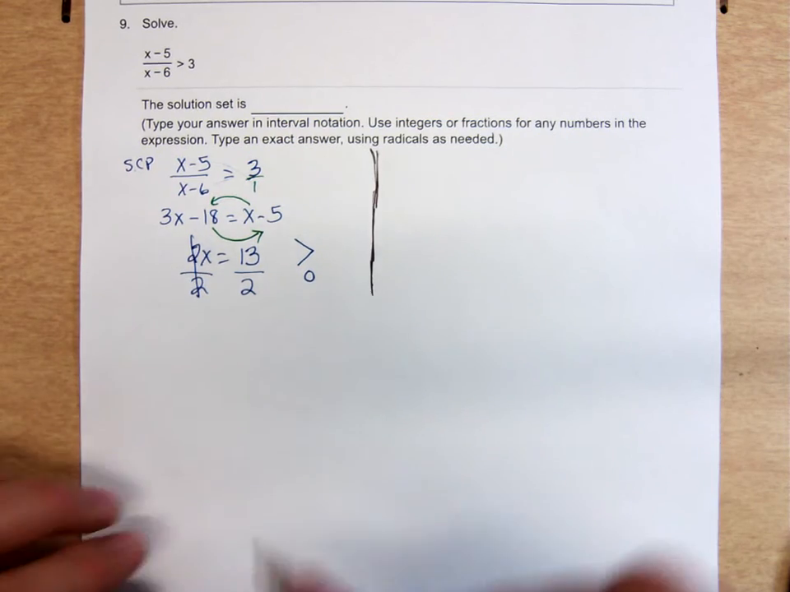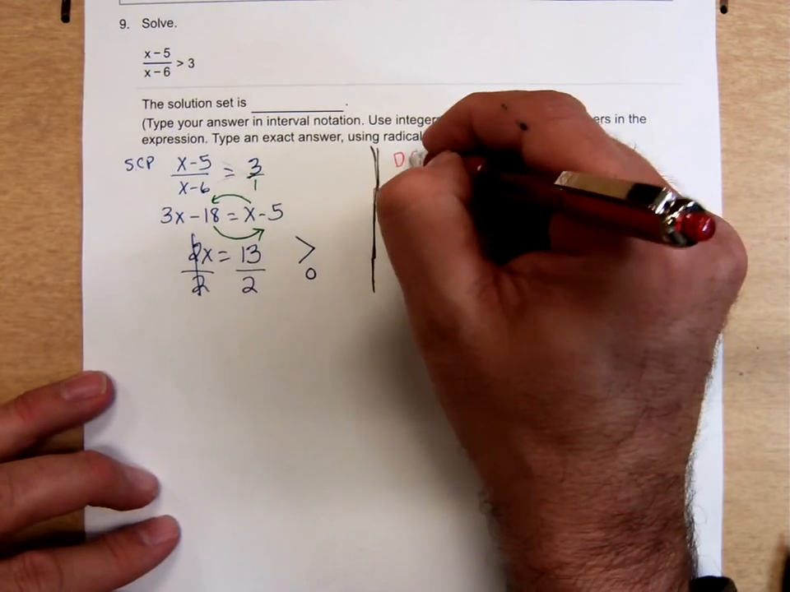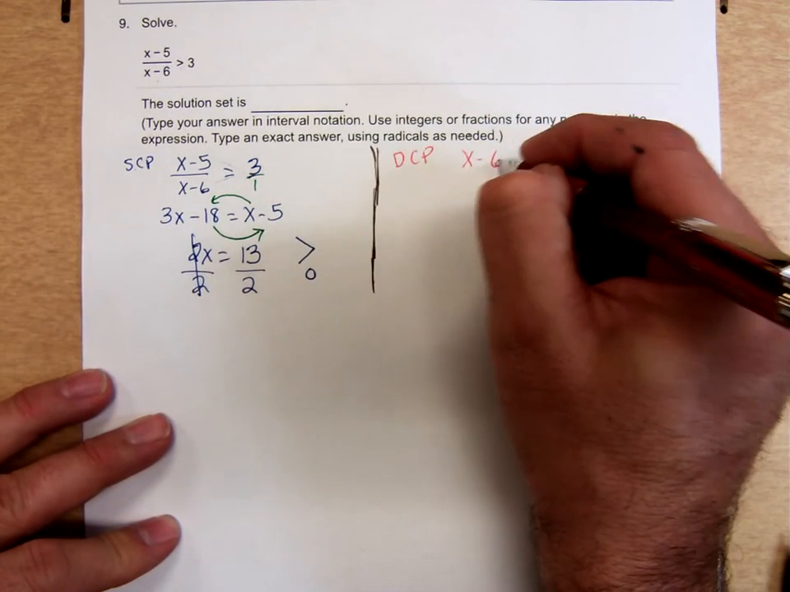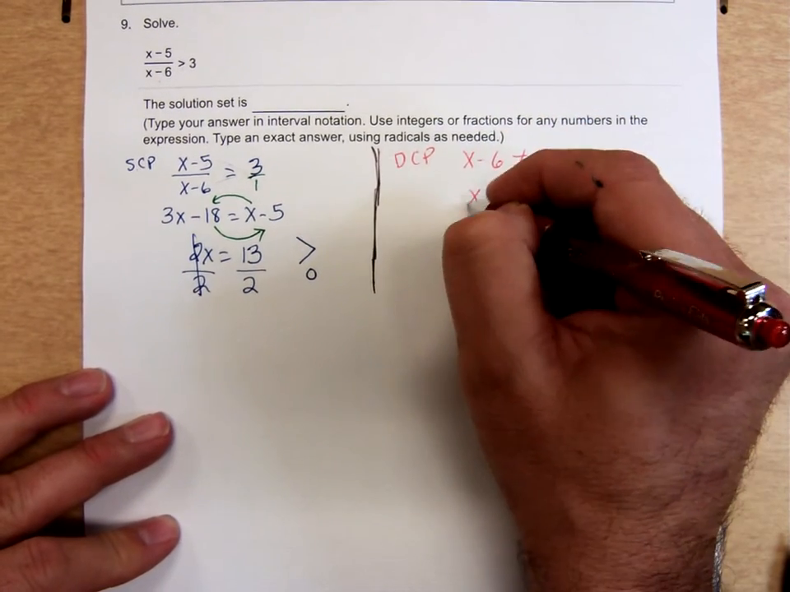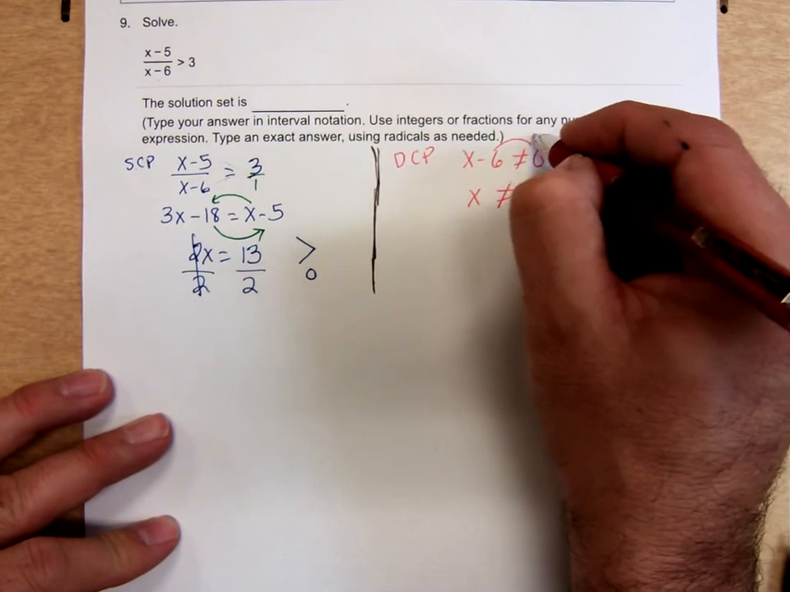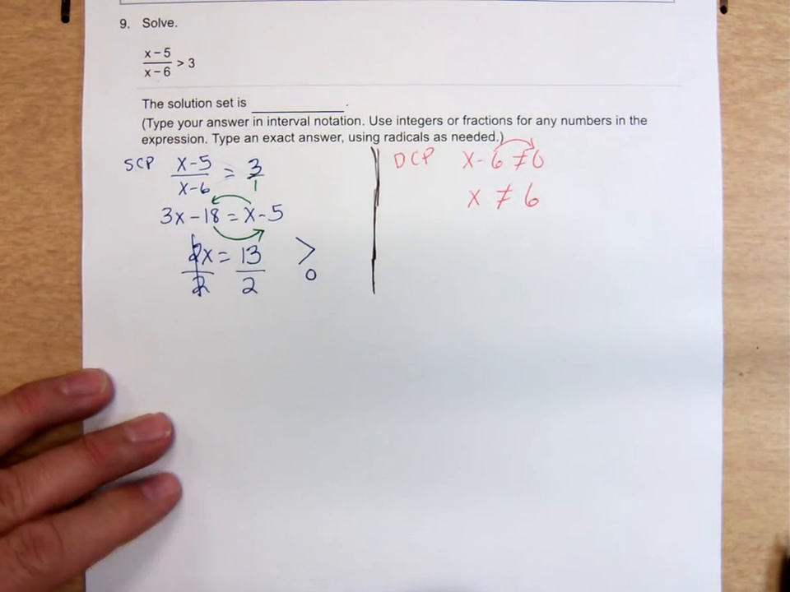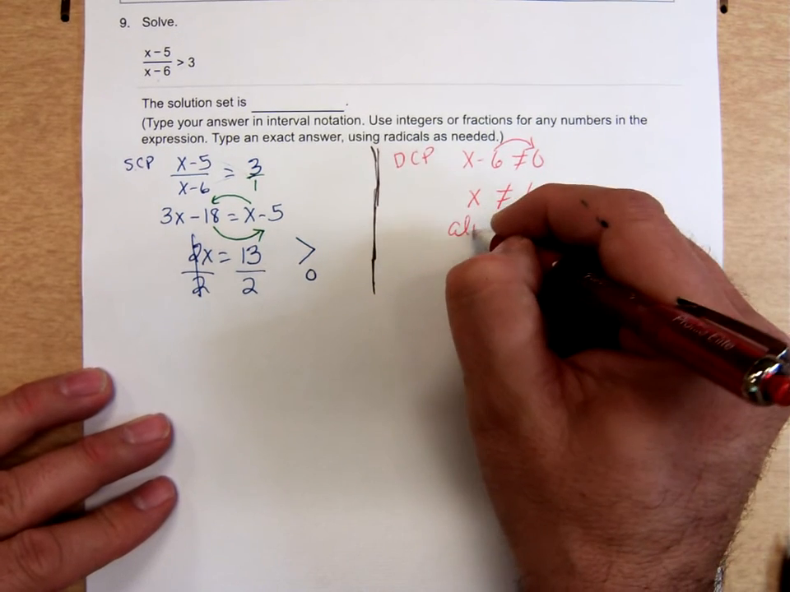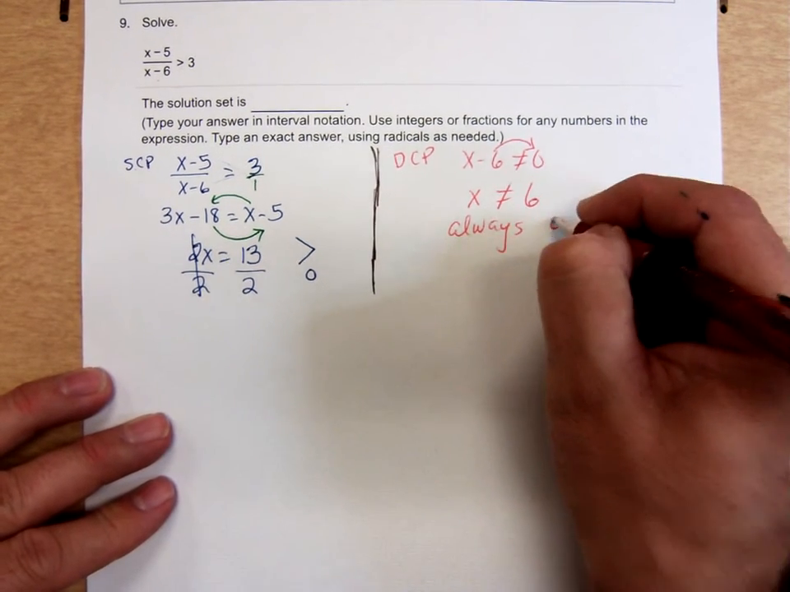Now, for the denominator cut point, the denominator can't be 0. So x can't be 6. With the denominator cut point, it's always an open circle. Always.